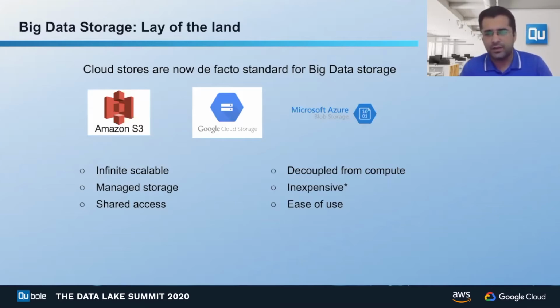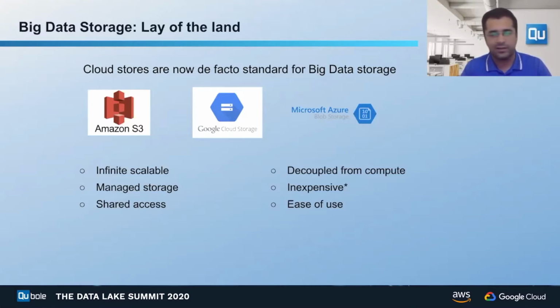Gone are the days where you have to worry about loss of data on the disks, right? Setting up disks. Everything is managed for you. It's pay as you go. Whatever you use, you pay for that data, and it's completely managed by these cloud providers. And all of this is shared access. So again, it minimizes the impact on operational requirements. You do not have to worry about setting up disks such that it's available across all the nodes. You don't have to worry about network storages and different protocols around that.